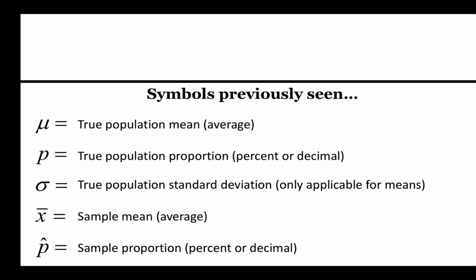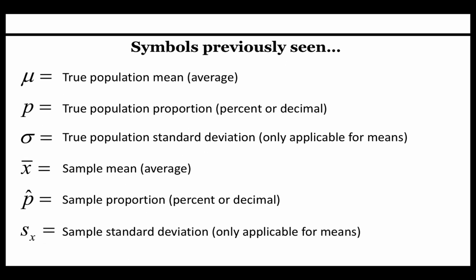So we've seen a lot of symbols so far. All of these symbols we've seen, some throughout the semester or through the year, some popped up in the last couple chapters. It's important to know them. You do a pretty good job of knowing when to use them and what they are. If we have mu, that's the true population mean. We have p, that's the population proportion. This one right here is the true population standard deviation.